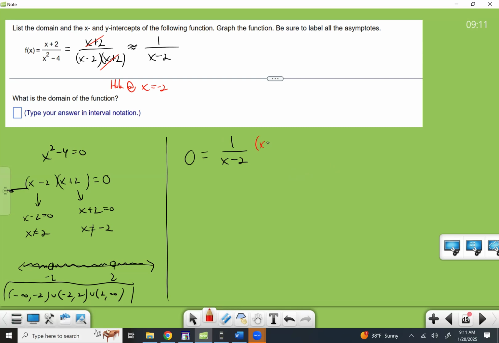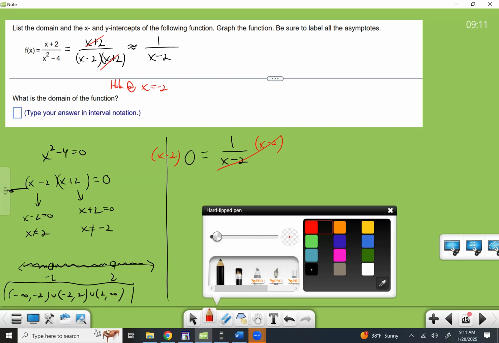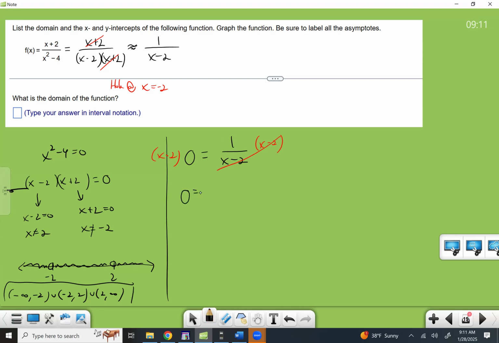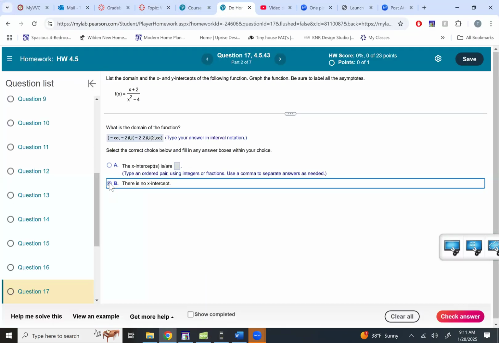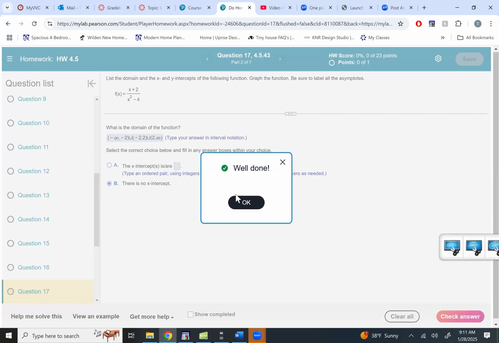But let's say you didn't see that when you multiplied both sides by x minus 2. Then you would end up getting 0 times x minus 2. Well, 0 times anything is 0. And then you get 0 equals 1. So this has no solution, right? So what does that imply? That implies that there are no x-intercepts. So we have no x-intercepts on this particular graph. Let me put that in here. There is no x-intercept. Awesome.